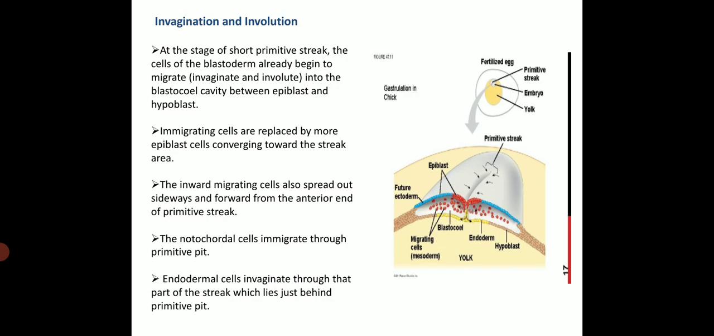They converge towards the streak area. The inward migrating cells also spread out sideways, as you can see here, and also forward from the anterior end of the primitive streak. The notochordal cells also immigrate through the primitive pit. Endodermal cells invaginate through that part of the streak which lies just behind the primitive pit.